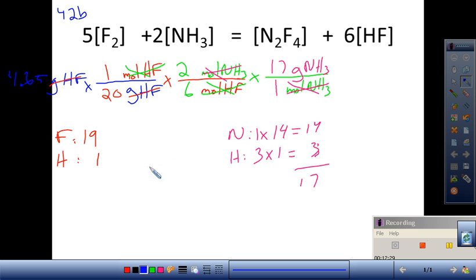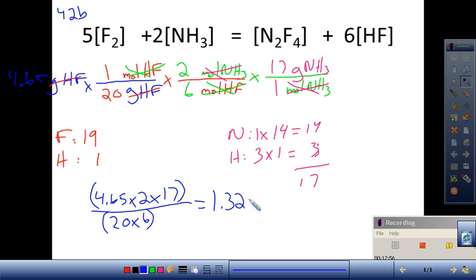Now I'm going to take all my numbers and summarize them. So I got 4.65, I have a 2 on the top, and I have a 17 on the top. I'll put that in parentheses when I calculator it, and on the bottom I have 20 times 6, and I'll put that in parentheses when I calculator it. And that should be my answer.